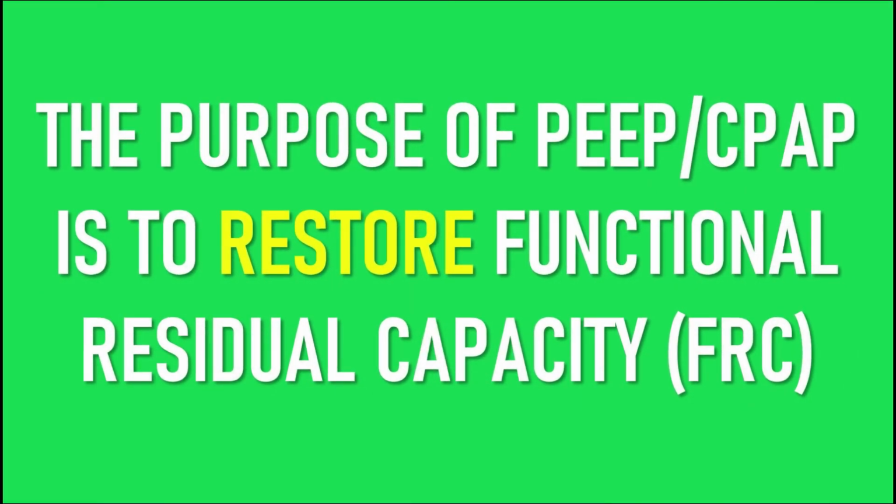The purpose of administering PEEP or CPAP to the hypoxemic patient is to restore functional residual capacity back to somewhere near normal for that patient. And normal is 30 mils per kilo, or 2 to 2.5 litres depending on how big the patient is. To understand why we do this, we need to go back and do some revision.